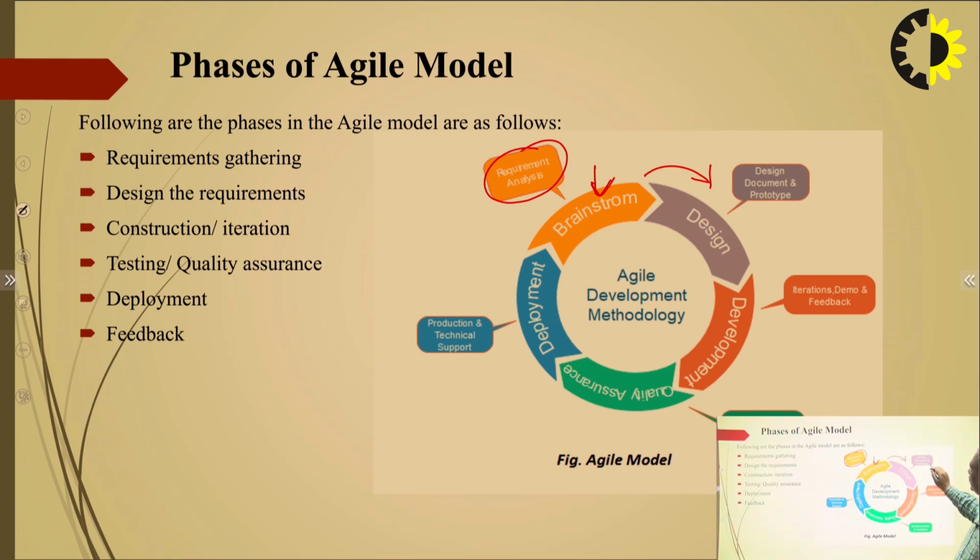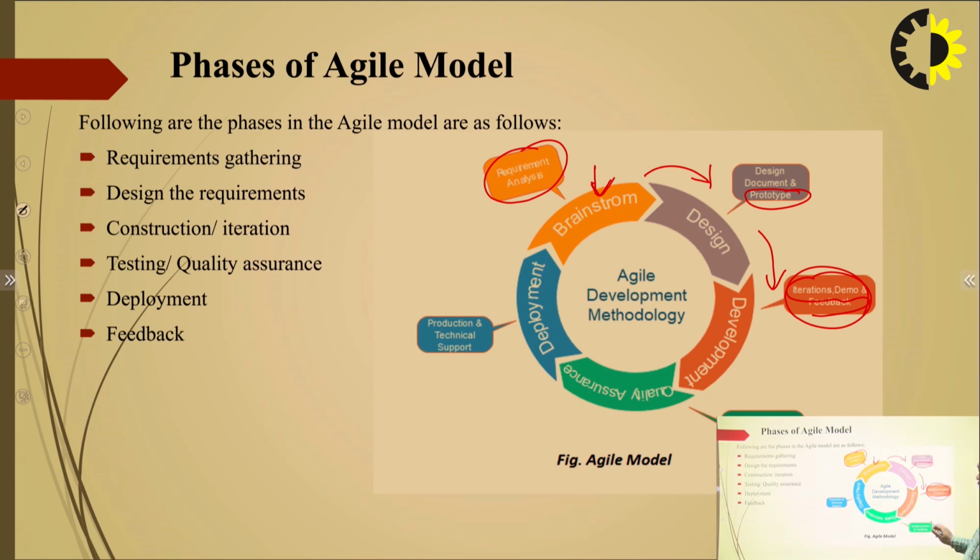This prototype is checked by the client, and when the client is satisfied with the prototype design, we go to the development phase. The development phase involves iteration, demo and feedback. When we are involved in coding, the iteration process is there and the feedback process is involved, with feedback from the client side, so that if any changes or updates are required by the client, we can alter it accordingly.